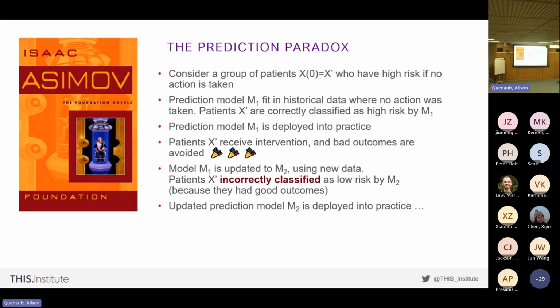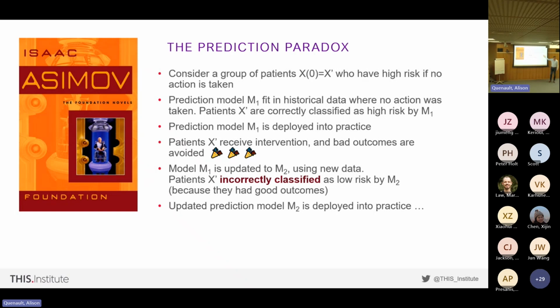So consider we've got a group of patients who have a high risk if no action is taken, say high risk of cardiovascular disease. And suppose we develop a prediction model, M1, in historical data where no action was taken. So we find that for this particular group, patients X prime, they are correctly classified as high risk by the model. Now that model is deployed in practice.